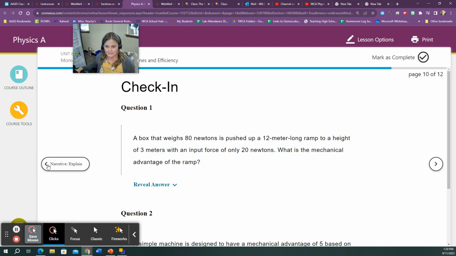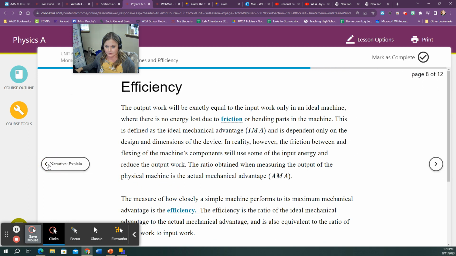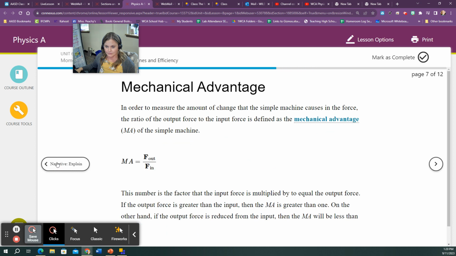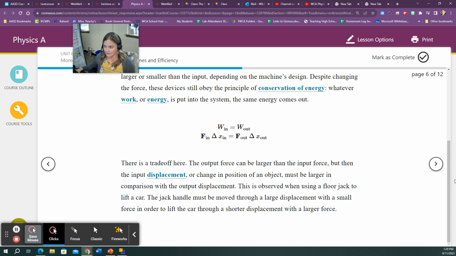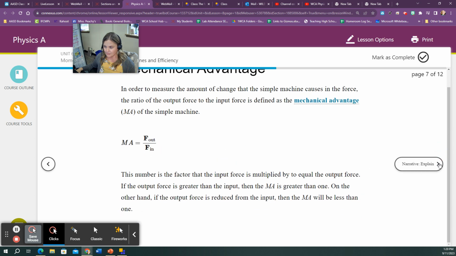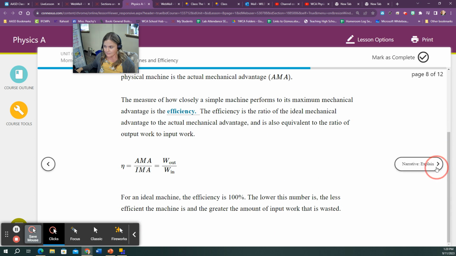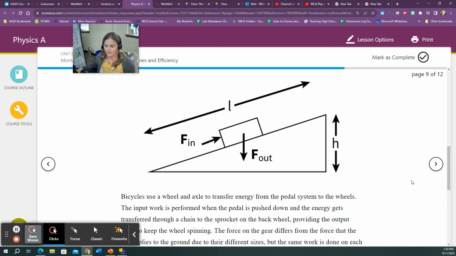I missed where I was supposed to be. I'm trying to find it. Give me one second. I thought there was a picture of a ramp on here somewhere. But oh, here it is.